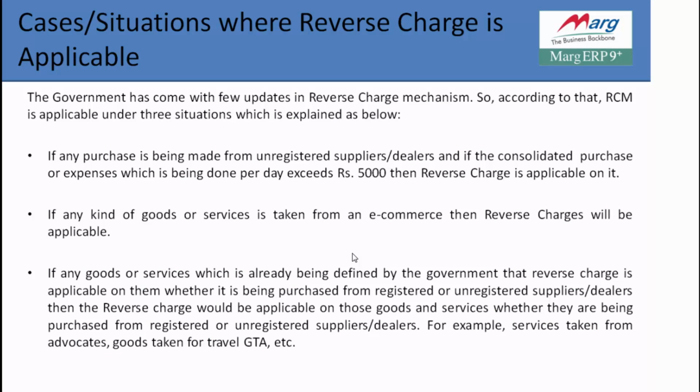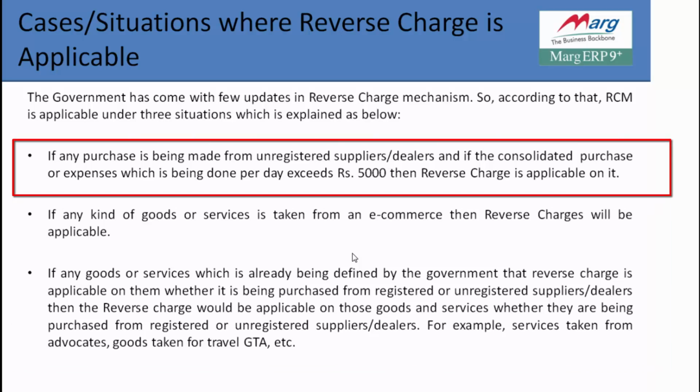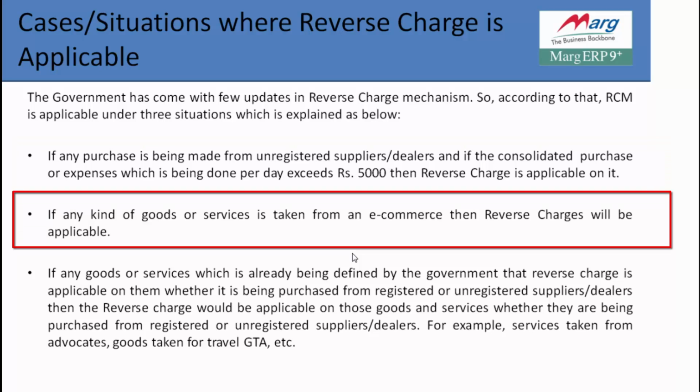There are some new updates from the government in the reverse charge mechanism, according to which reverse charge will be applicable in 3 cases. The first case is that if any purchase is being made from an unregistered supplier and the consolidated purchase or expense done per day exceeds rupees 5,000, then reverse charge is applicable on it. Second case is if any kind of goods or services is being taken from an e-commerce site, then reverse charge will be applicable on it.